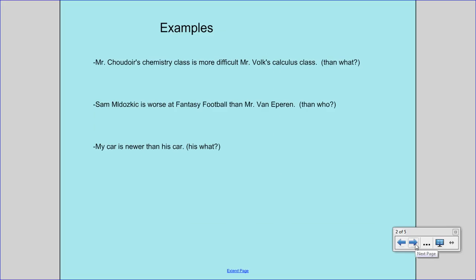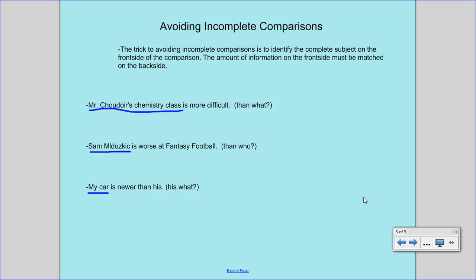Now you might be asking yourself, how do I know how much information I need? Because in this sentence, my car is newer than his, I thought that was correct. Well, here's the trick. The trick to avoiding incomplete comparisons is that you need to be able to determine what the complete subject on the front side of the comparison is. However much information is included on the front side in the subject needs to be included on the back side.